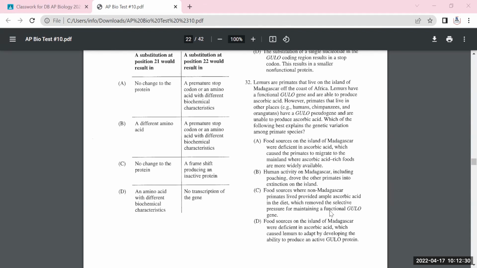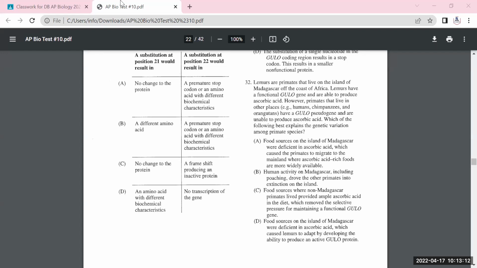Okay. Lemurs are primates that live on the island of Madagascar off the coast of Africa. Lemurs have a functional gulo gene and are able to produce ascorbic acid. However, primates that live in other places have a gulo pseudogene and are unable to produce ascorbic acid. Which of the following best explains the genetic variation among primate species? Food sources on the island of Madagascar were deficient in ascorbic acid, which caused the primates to migrate to the mainland, where ascorbic acid rich foods are more widely available. Okay.